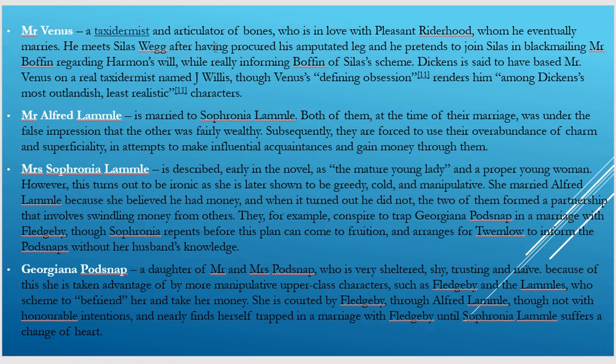He meets Silas Wegg also in the home of Mr. Boffin. Also, Dickens is said to have based Mr. Venus on a real taxidermist named G. Wells. So he ranks among Dickens' most outlandish characters. It means that he is the least realistic, and he deals with Mr. Wegg because he has an articulated leg. So what we need to know is just that he is a taxidermist. That's the character. It's not a big deal with him.